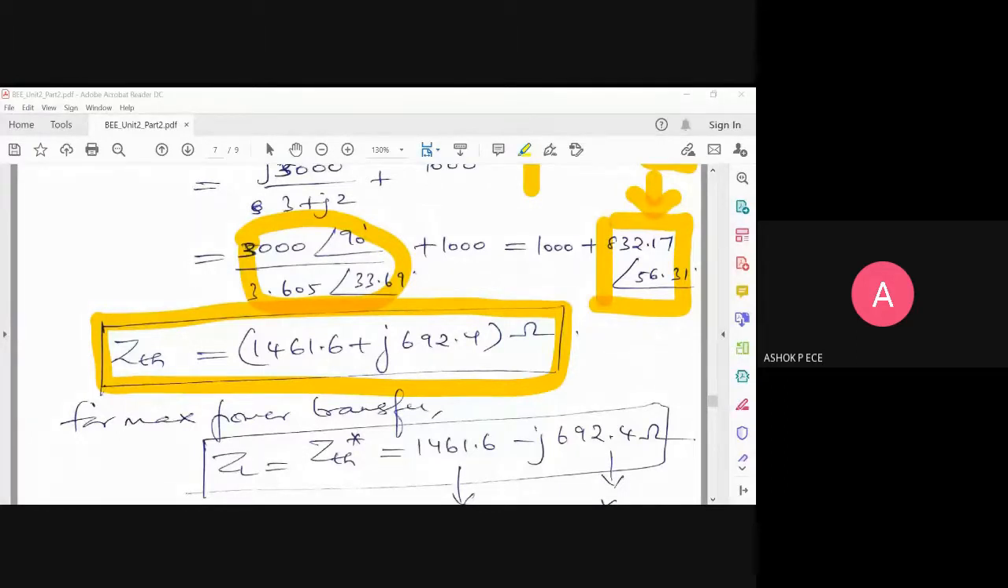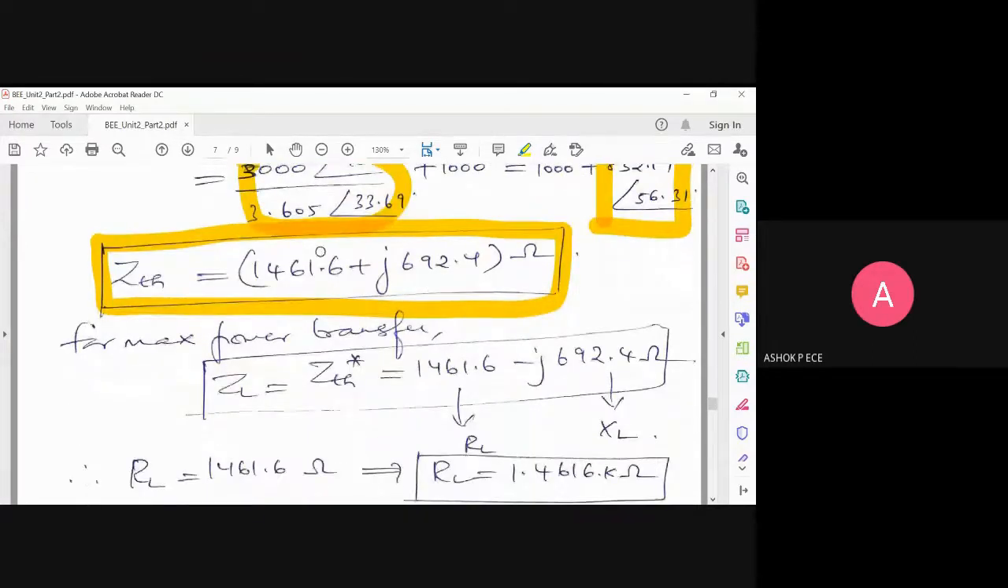What is conjugating a complex number? A plus jB means A minus jB will be the conjugate. You are changing the sign of the imaginary part. Your ZTH has plus j, ZL will have minus j because I am conjugating. Rest all will be the same. Only thing I am going to negate is my imaginary term alone.